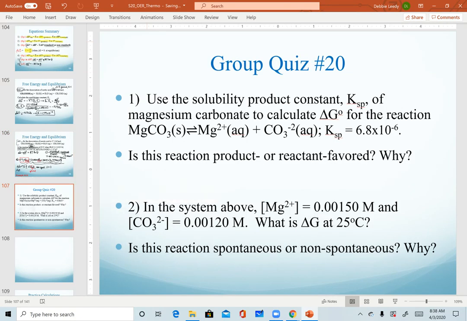And at this point, you are ready to work on group quiz number 20. So 2 things here. You are using the same system for both questions. In one of them, you're asked to determine if it's product or reactant favored. And in the second one, you're asked to determine if it's spontaneous or non-spontaneous. So make sure you answer that question, justify it with your calculations.